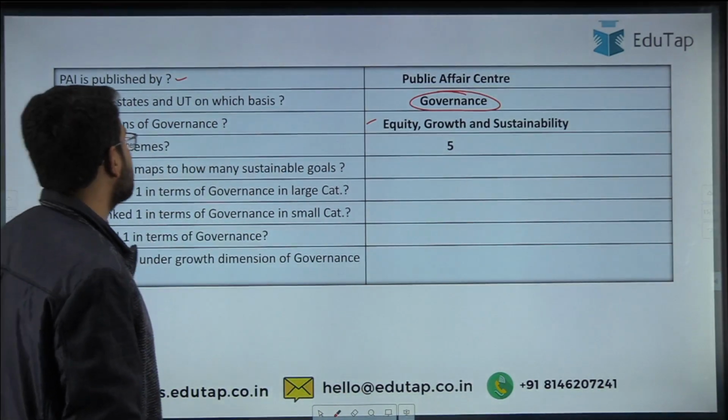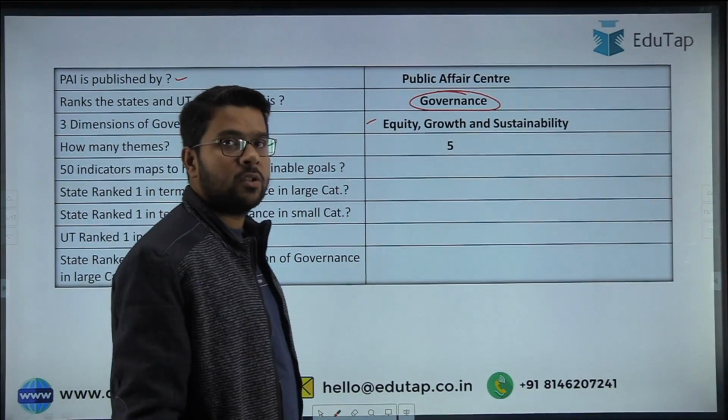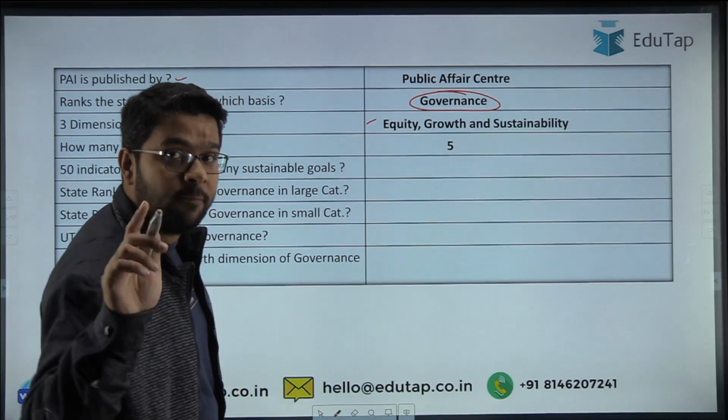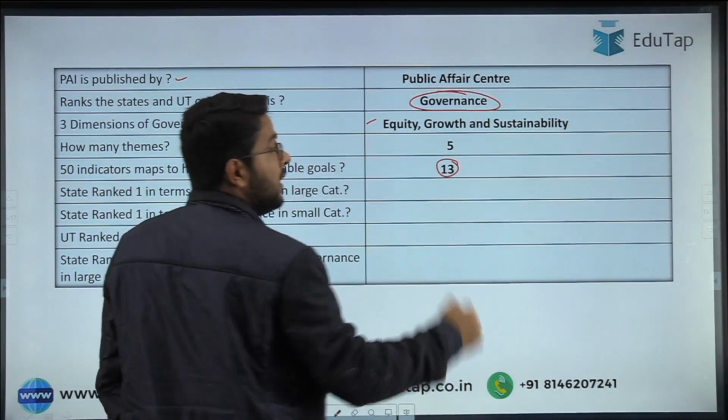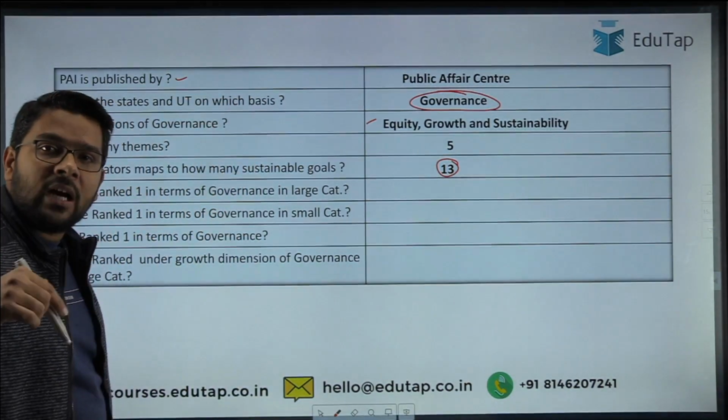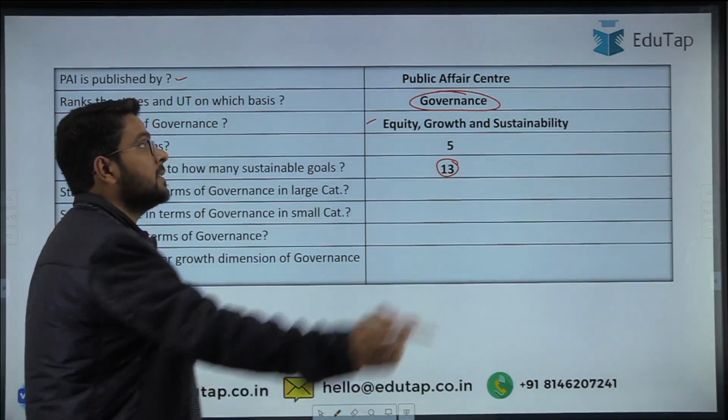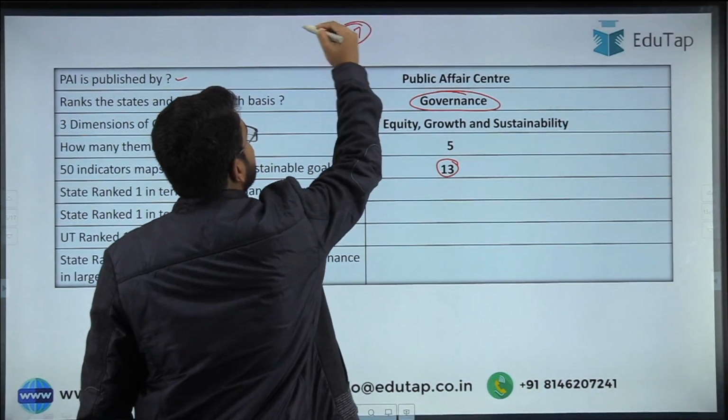Then the 50 indicators map to how many Sustainable Development Goals? We have already discussed how they map. So the answer is 13. And how many Sustainable Development Goals are there in totality? The answer is 17. This is just an additional question.